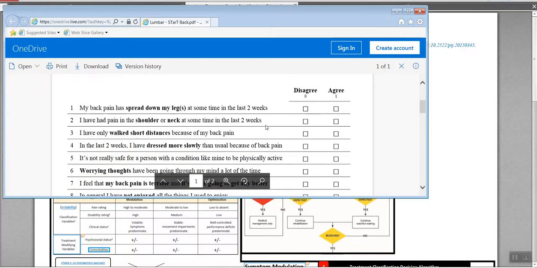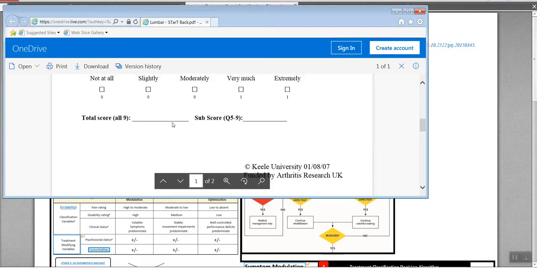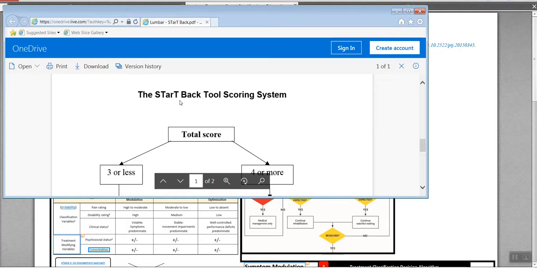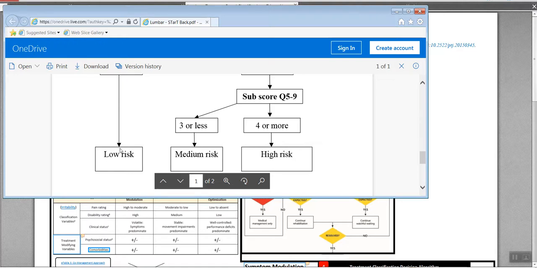All right. So essentially it's 9 questions, agree or disagree. You give it to the patient, it's subjective in nature. At the end of it, you would tally up the scores and they would determine, based off the STarT Back tool scoring system, the total number of scores and whether they are considered to be low risk, medium risk, or high risk. The medium and high risk are the patients that we continue to treat. The low risk patients are the ones that you give basic home exercise program recommendations on good back health and practices and send them on their way.